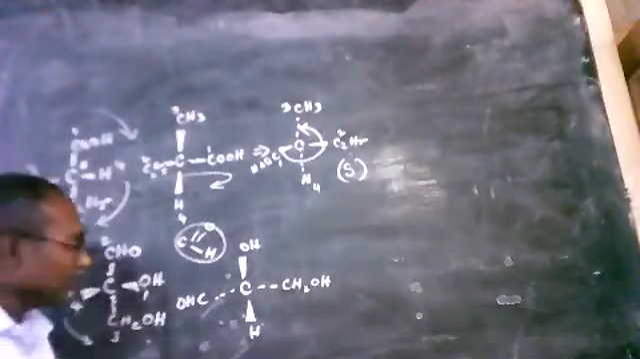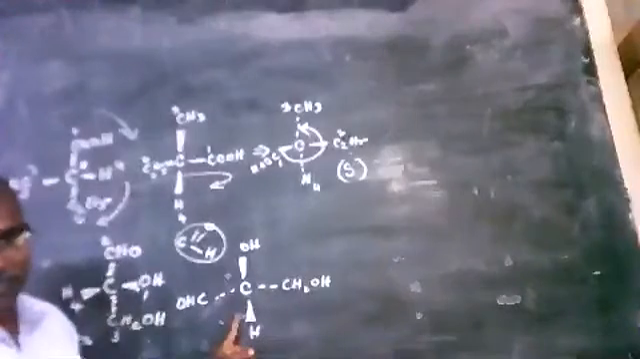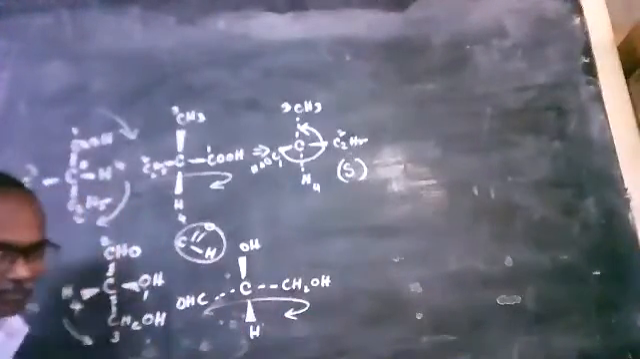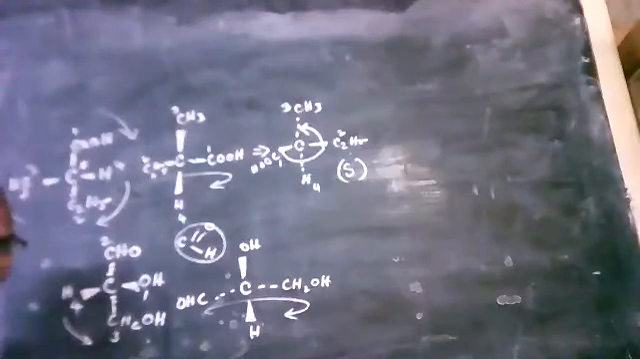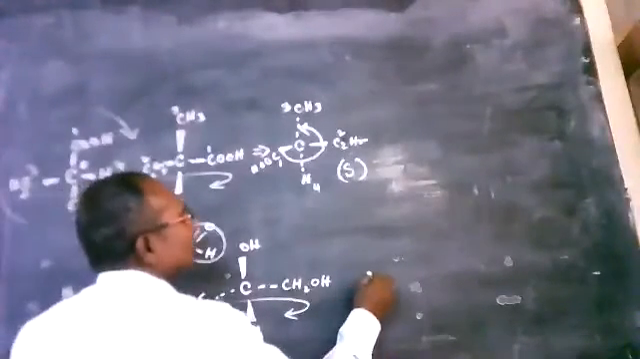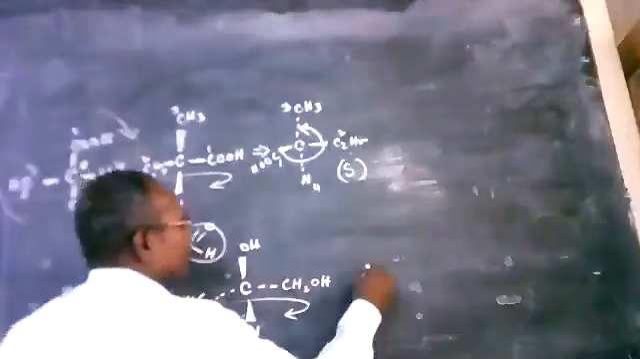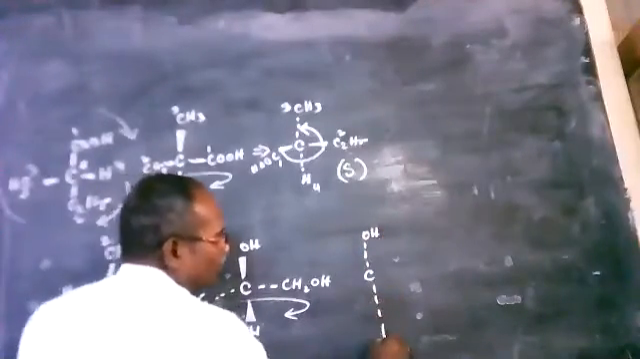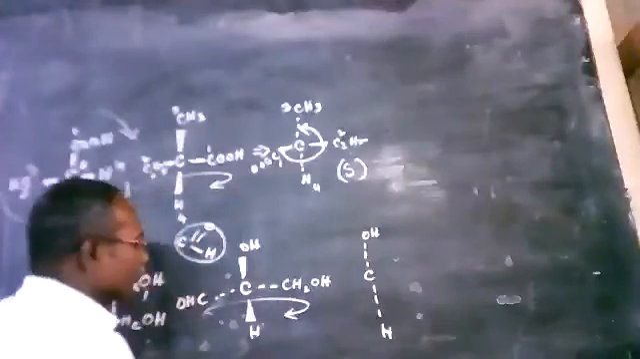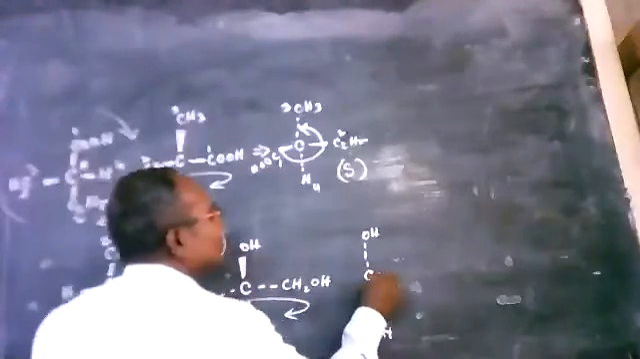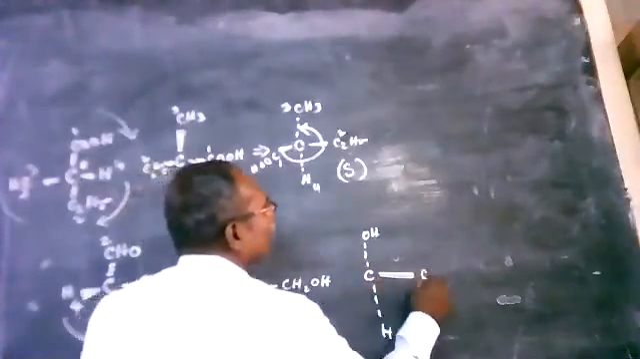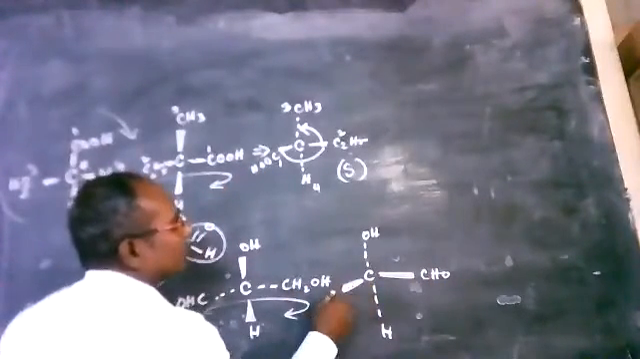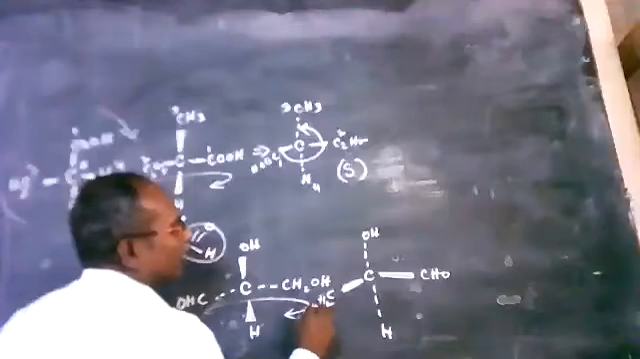Okay. Now this is not Fischer. In order to make this Fischer, I have to turn the molecule like this. So when I am turning this molecule, what happens? Carbon remains here. OH goes that way. Hydrogen goes away from the viewer. Then CHO comes here. CH2OH comes over here.